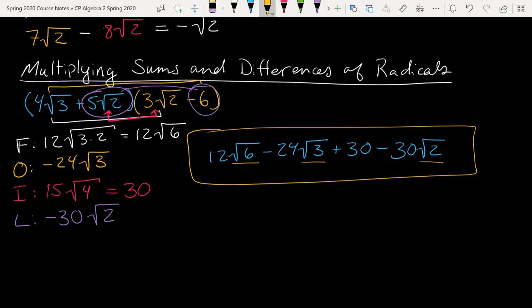But all that's involved is doing a little bit of foiling. We'll come back and take a look at several examples having to do with this kind of work in the next video.